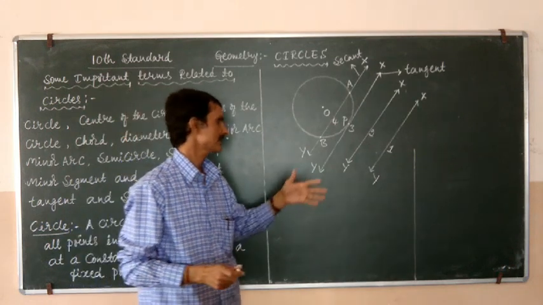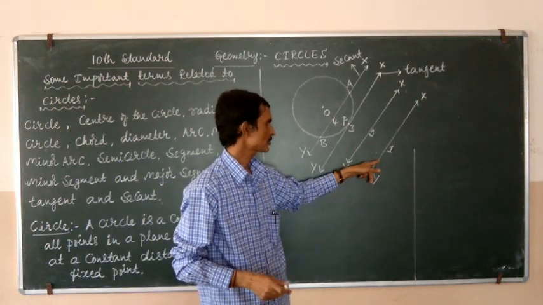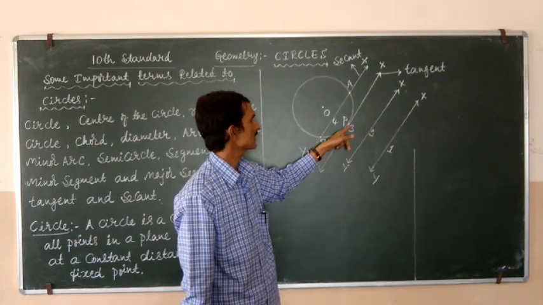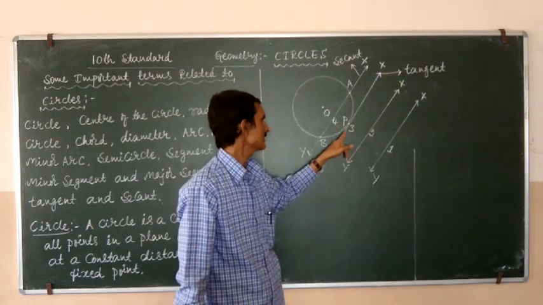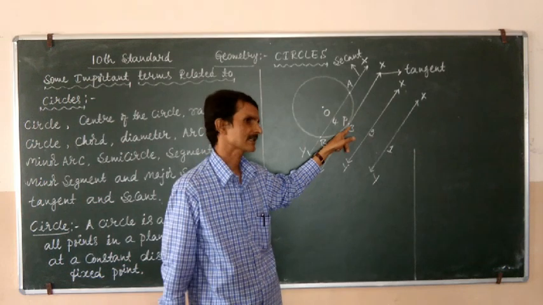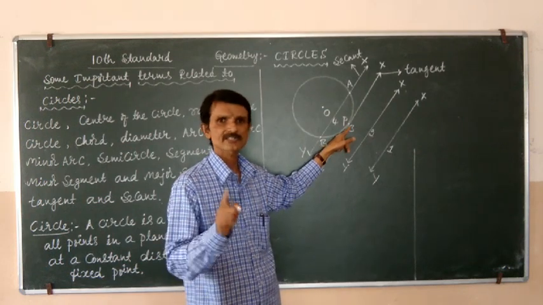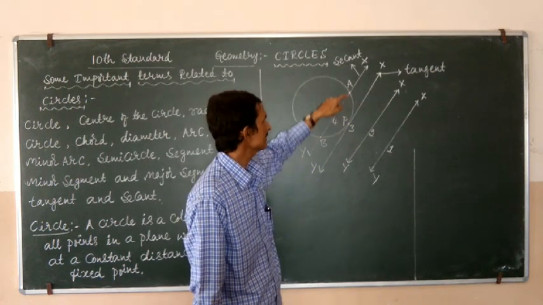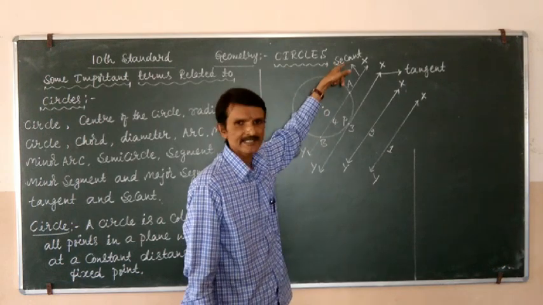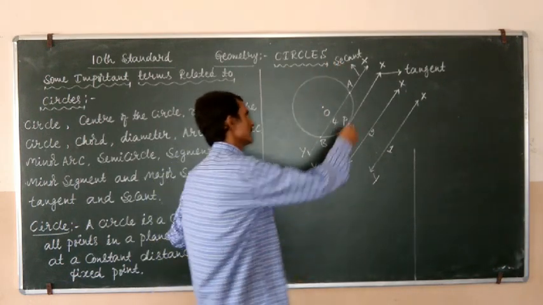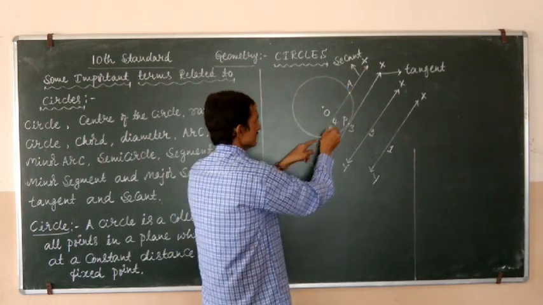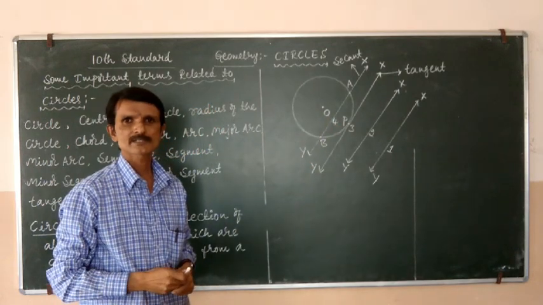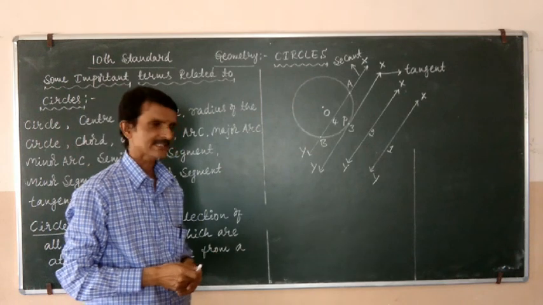Therefore, students, try to understand this. Here the XY is called as a line segment. Here also it is called as a line segment. But here it is called as a tangent because it passes through a point on a circumference of a circle, or it touches the point on the circumference of the circle. The same XY, here it is called as secant because it passes through two distinct points A and B on the circumference of a circle. So it is called as secant.